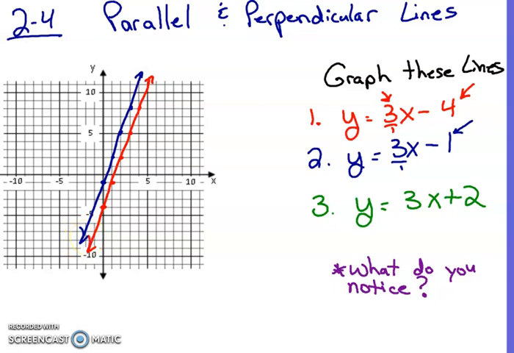Same thing with the green line. Here's the y-intercept at +2. And the slope, rise over 1, is up 3 over 1, up 3 over 1, up 3 over 1. And then we can connect the dots.